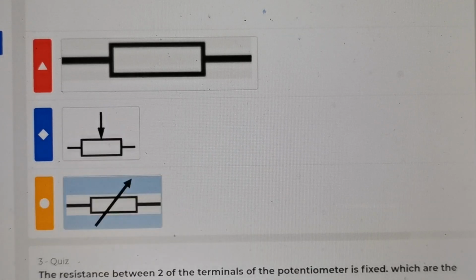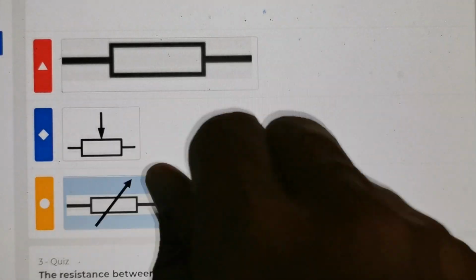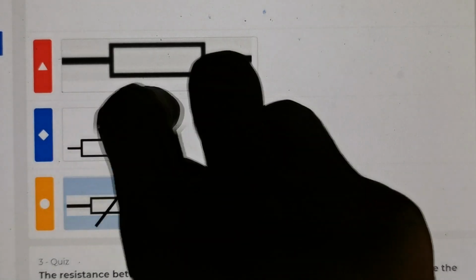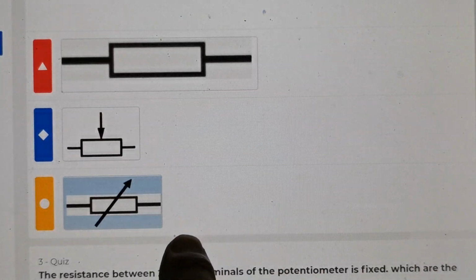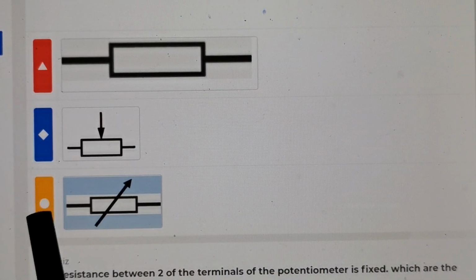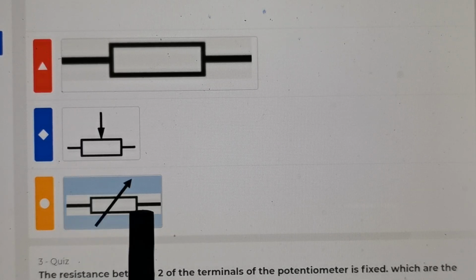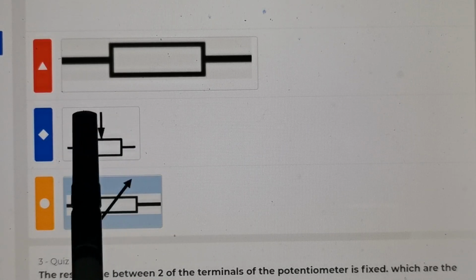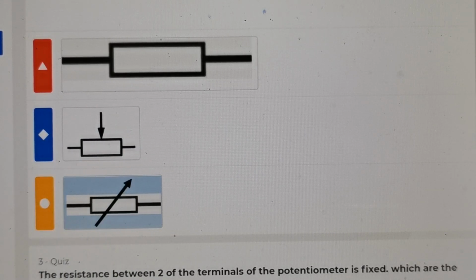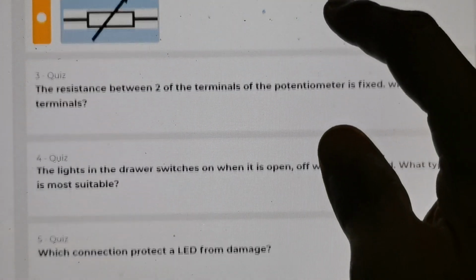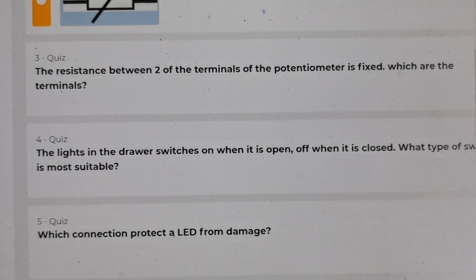Both the potentiometer and the variable resistor have a knob for you to turn. The only difference is that one has two terminals and the other has three terminals.